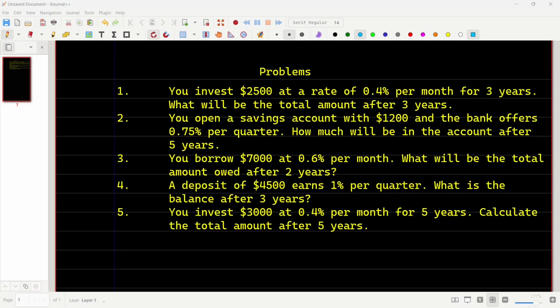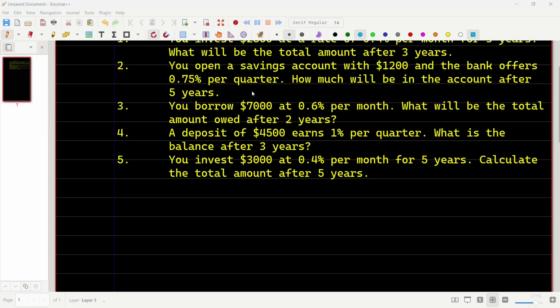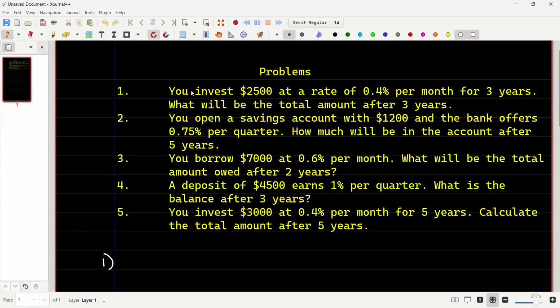Before we start this week's work, we're going to finish the problems left for you last week. We'll start with number 1. It says you invest 2,500. I'm just going to highlight that, and change the color to maybe a blue. So you invest 2,500 at a rate of 0.4% per month for 3 years, and they're asking what is the total amount after 3 years.